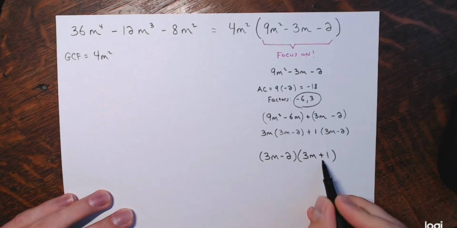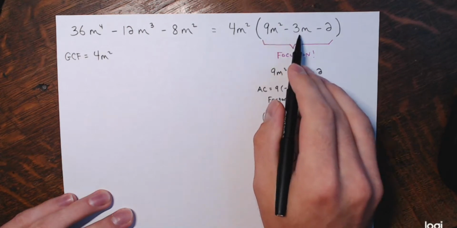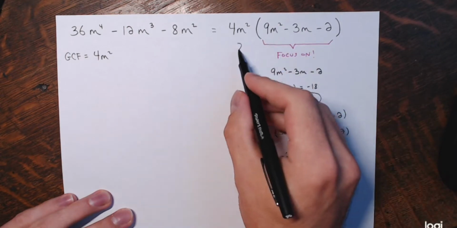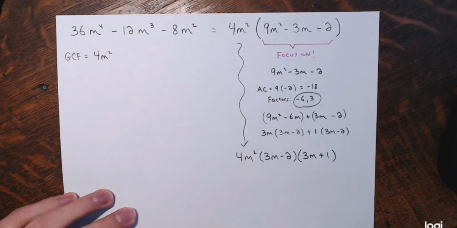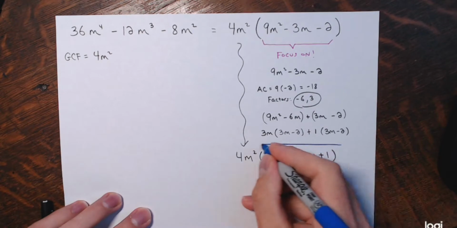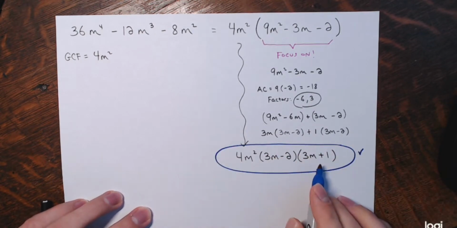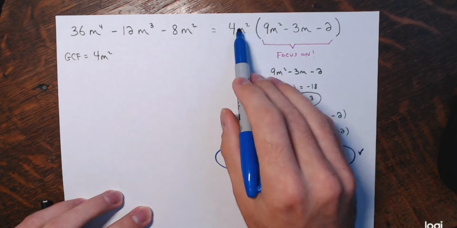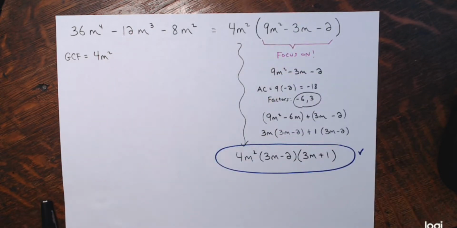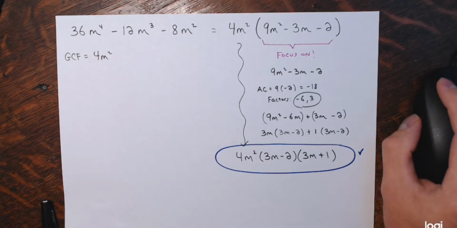And you can double check. Multiply these two together, you should get 9m squared minus 3m minus 2. And then don't forget, we had the 4m squared pulled out earlier. So there you go. That's the totally factored version of what we originally had. Again, you multiply these two, you'd get that, then you would multiply by 4m squared and get the original. They should be the same. Okay, so that's what I'll enter.